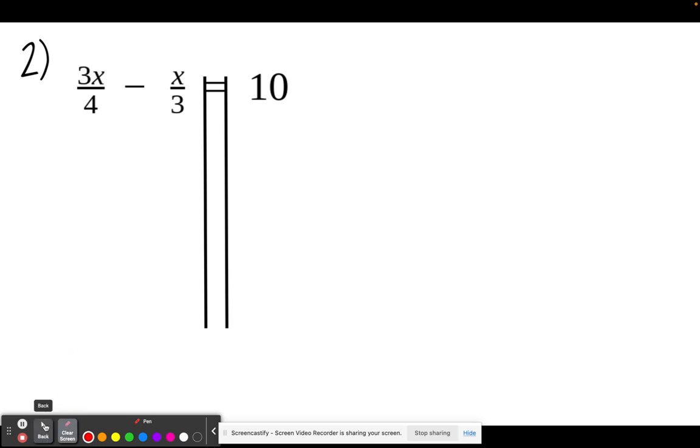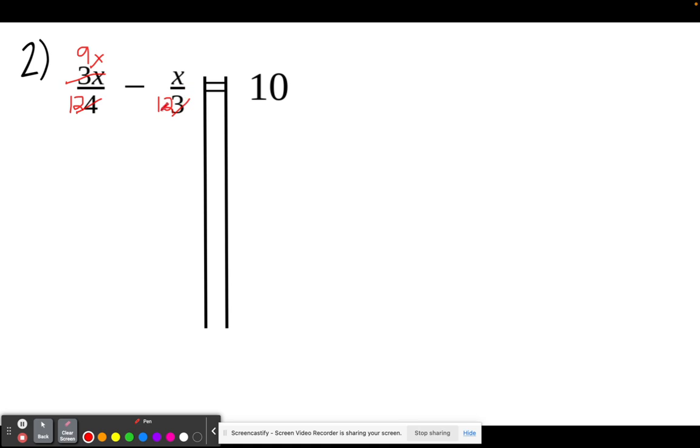Okay, next example. You'll notice in this one, I have some like terms I could possibly combine. Unfortunately, I don't have common denominators, so I have to get common denominators before I can add or subtract my numerators. I'm going to use 12 for my denominator. What did I multiply 4 by to get to 12? 3. 3 times 3, 9x. Should have said 3 times 3x.